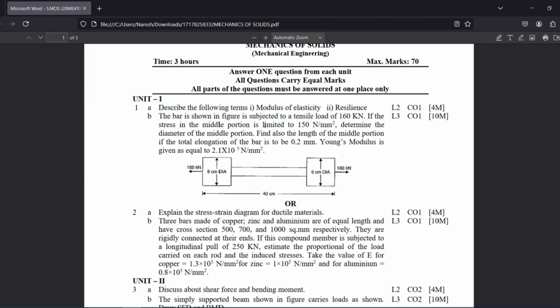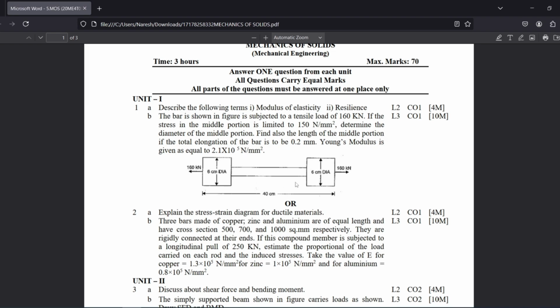Second one, a problem question. The bar shown in the figure is subjected to a tensile load of 150 kilonewton. If the stress in the middle portion is limited to 150 megapascal, determine the diameter of the middle portion. One end is 6 centimeter, this one is also 6. It is asking us to identify the middle portion's diameter. Find also the length of the middle portion.